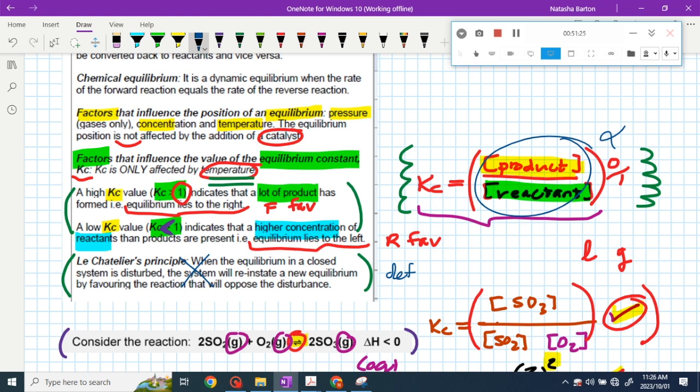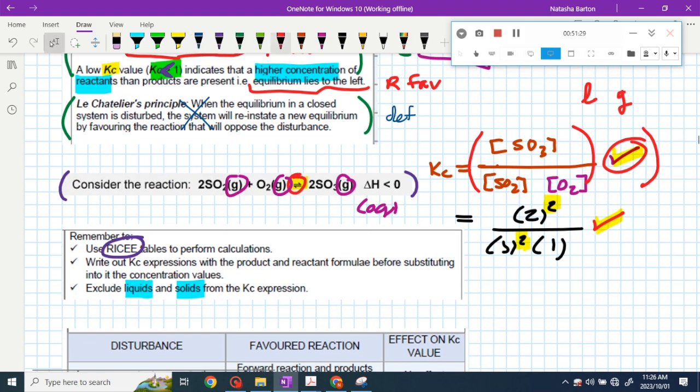I understand what you're saying. Yes. Okay, so her question is, let's say that we have liquids. Let's say, for example, this substance, the oxygen over here, for some reason was a liquid. So what you would do is you would write it down over here, and when you do the substitution, you put a 1 in over there.